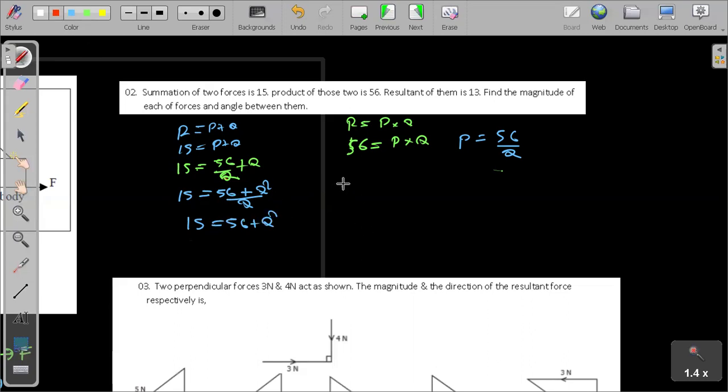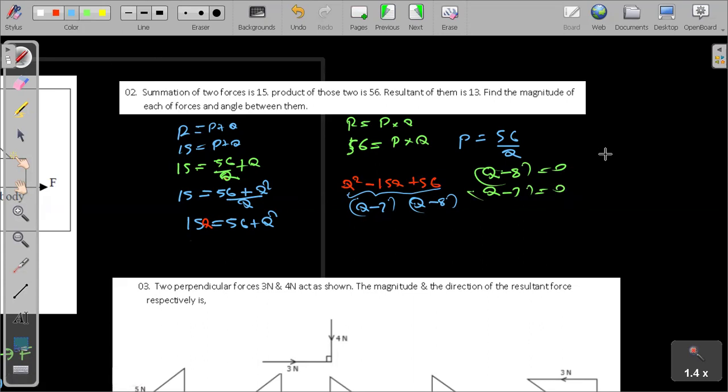So I can get Q square minus 15 Q plus 56. When you resolve this, you will get Q minus 7 times Q minus 8. So either Q minus 8 equals 0 or Q minus 7 equals 0. So finally, Q is equal to 8 or Q equals 7. It can be any of these two. Finally, I have to apply this to find the magnitude of forces and the angle between them.